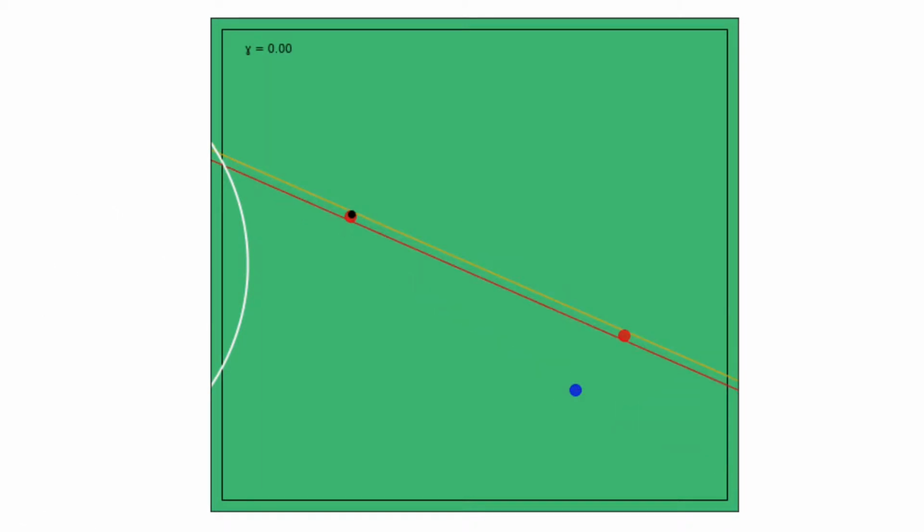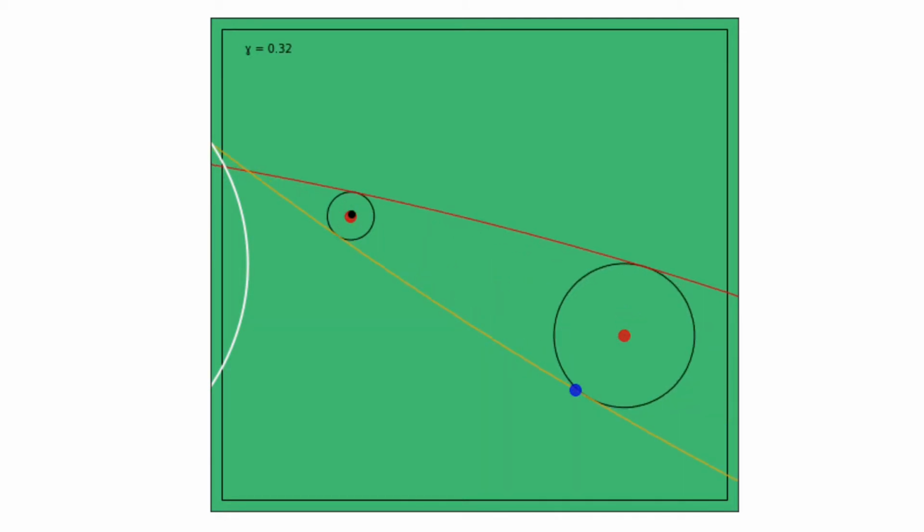So here is the passing lane at a value very close to 0, increased very slightly until the passing lane intersects with the closest opponent, which in this case is this person, and the value of gamma at this point is the passing lane value for this pass.